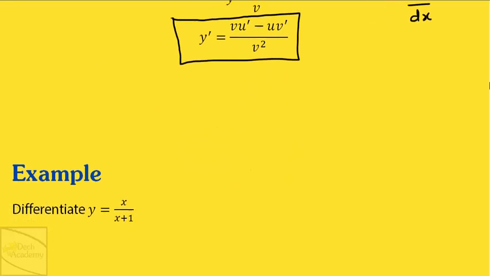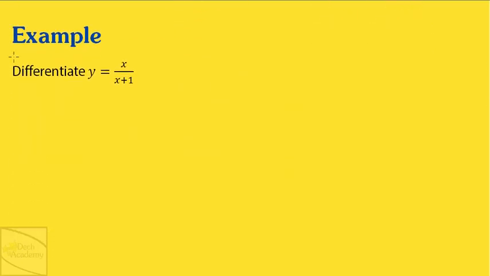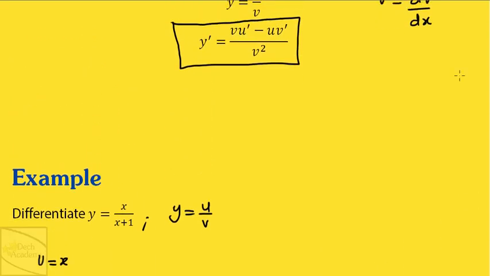So let's just move to an example. In this case, we have the quotient of two functions. I mean, y is equal to the quotient of x and x + 1. So if you think of the form y is u over v, u is x, and v is x + 1. Now from the formula, you know that you need u prime and v prime. You already have v, we already have u. v squared is just multiplying v by itself.